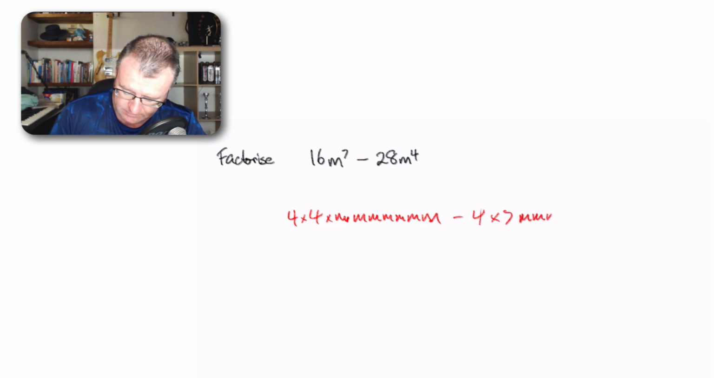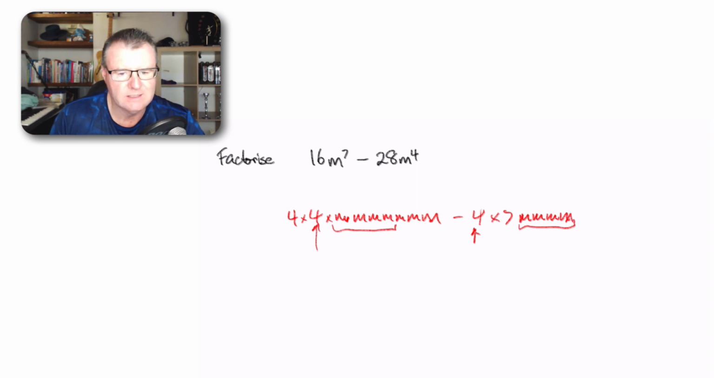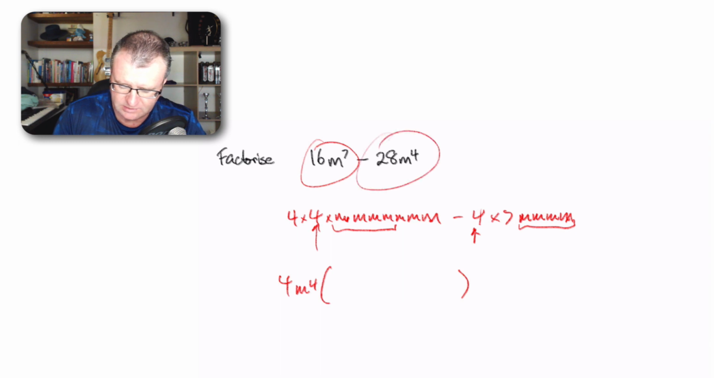I've got 4 m's, and I can see now that the thing that's common to both of these is I've got 4 in both, and I've got 4 m's in both. So in other words, that's the common factor. So I could bring 4m to the 4 out the front. And what goes inside the brackets now is what I need to make up each of these terms. So I can see that needs to be 4m to the 3.